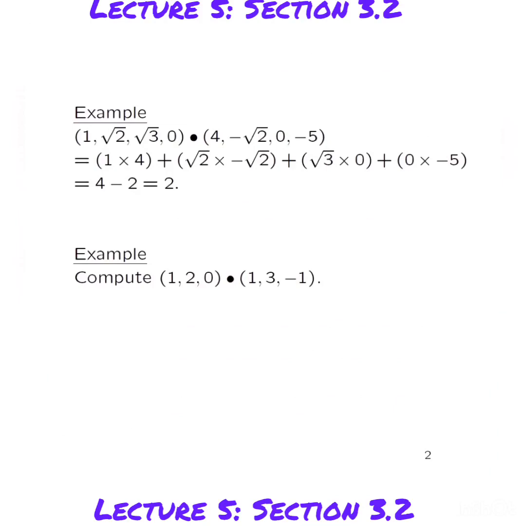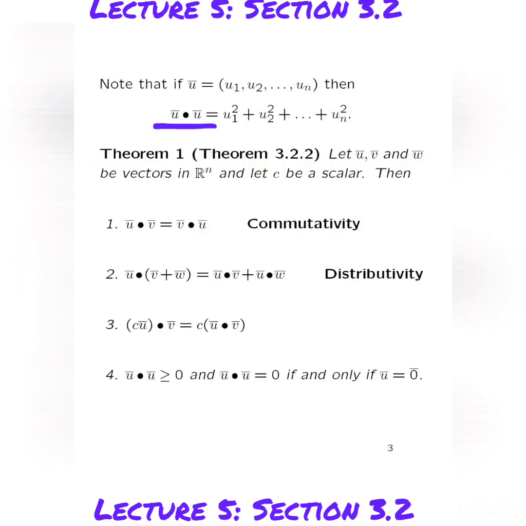Okay, there are two examples of the dot product. The first one is written out. You multiply each component with its corresponding entry in the other vector and you sum them all together. Now I'm going to leave the second example for you guys to do. Okay, next note that if you take the dot product of a vector with itself, it's simply by definition the sum of the squares of the entries.